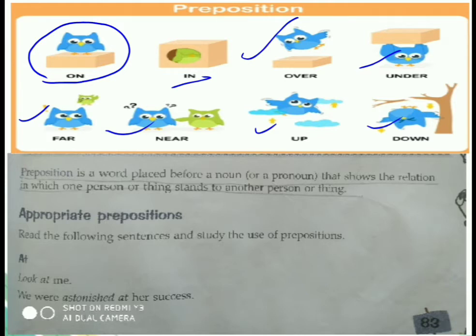Now, a preposition is a word placed before a noun or a pronoun that shows the relation in which one person or thing stands to another person or thing. So there might be two nouns, two pronouns, or two things that we can call the other half of the sentence. So what is the relation of that noun with the other half of the sentence? Without prepositions, your sentence is not going to be complete, because that is where your sentence is completed, as you will understand what the noun or the pronoun is doing in the sentence. Clear?